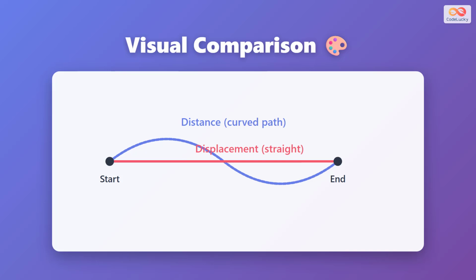Here's a visual comparison to make things clearer. Imagine an object moving from a start point to an end point along a curved path. The distance is represented by the curved line, showing the entire path the object followed. The displacement, on the other hand, is shown as a straight arrow connecting the start and end points directly. Notice how the displacement is always shorter than or equal to the distance. The curved path represents what actually happened during the motion, while the straight line shows the net change in position.